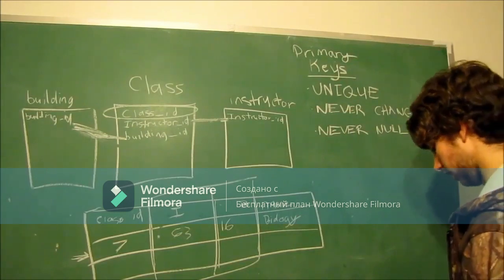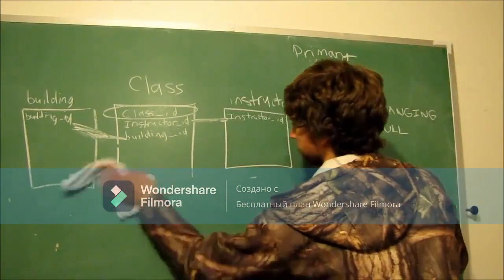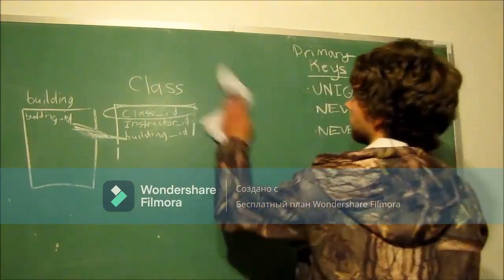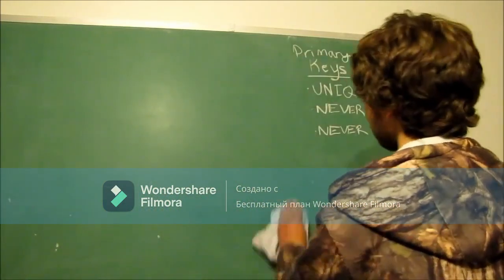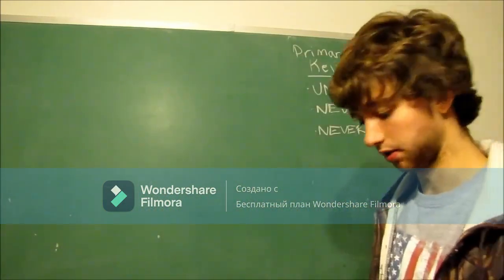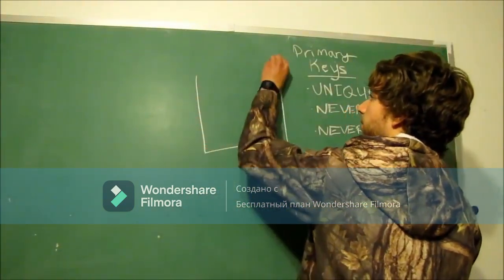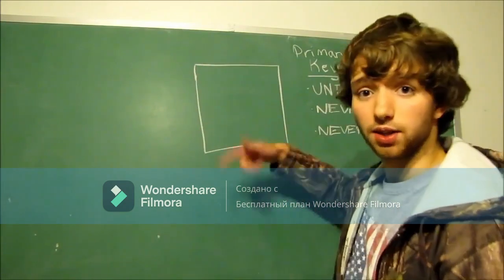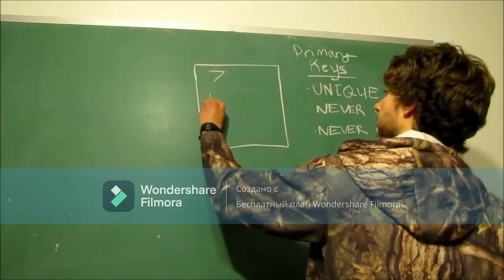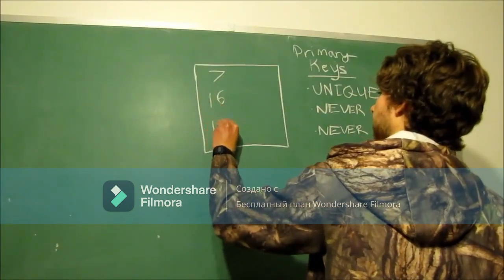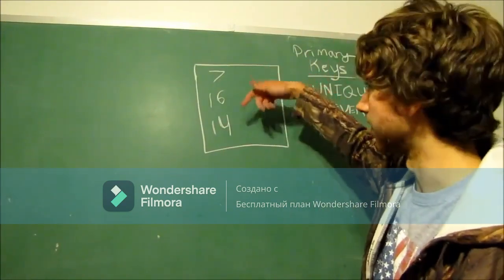So that's kind of how foreign keys work. Let me clear this out, and draw it out a different way. Let's take a look at the building table. Let's just draw a little square to represent it. Within this table, we're not going to structure the columns or anything. We're just going to say we have the buildings 7, 16, and 14. So these are 3 separate buildings, and we could have names for the buildings and all kinds of other things.